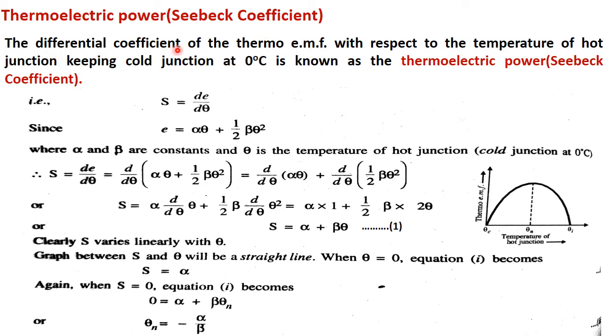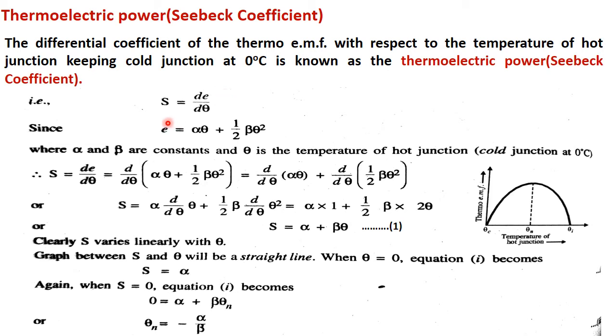The differential coefficient of the thermo EMF with respect to the temperature of hot junction, keeping cold junction at 0 degrees Celsius, is known as thermoelectric power or Seebeck coefficient. You know what the differential coefficient of thermo EMF is. It is denoted by S, which is equal to d/dθ of EMF. Alright, this is the differential coefficient.